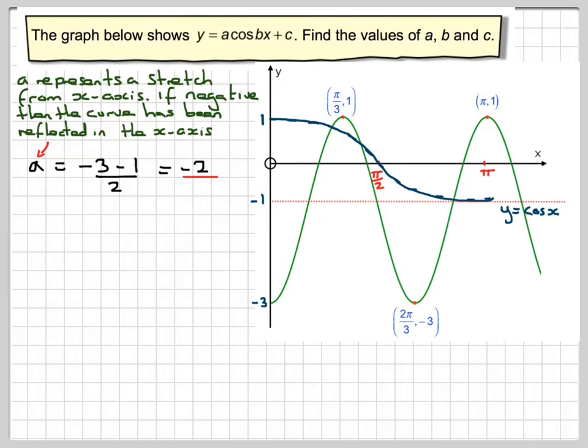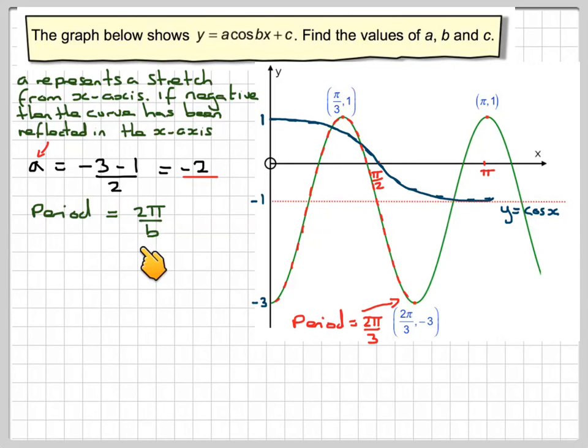Right, the b in here refers to the period. Now the period of any of these sort of graphs is 2 pi over b. So what is the period of this graph that we got here? Well, we can see if we follow the red dotted line, it will repeat itself after 2 pi over 3.